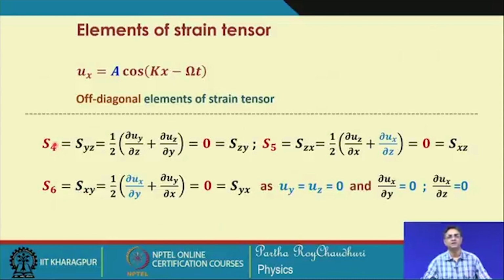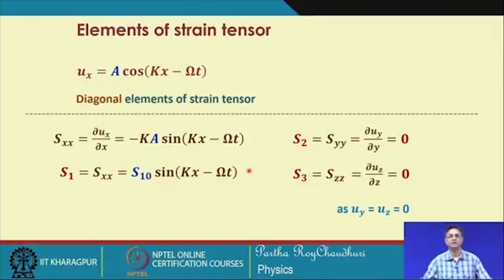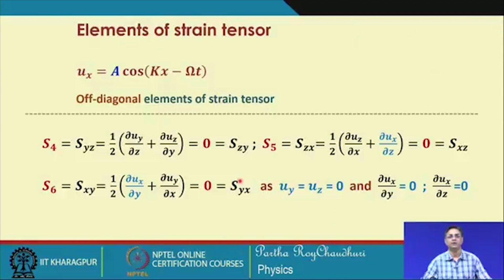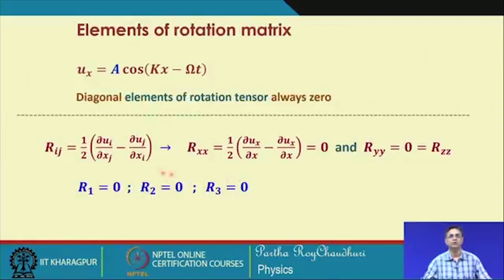We see that S4, S5, S6, all the off-diagonal elements, are 0, and we have seen that the two other diagonal elements are 0. So out of the 6 elements that represent the 9-component tensor, only S1 is the non-zero element. Therefore it is now very straightforward. And for the rotation matrix R ij, all diagonal elements are identically 0.